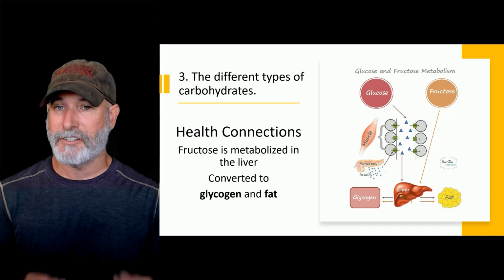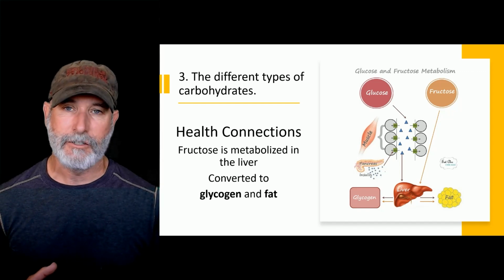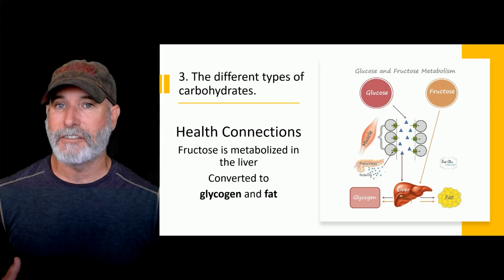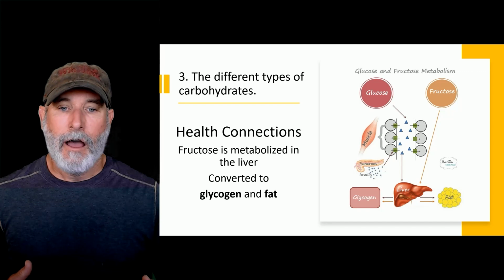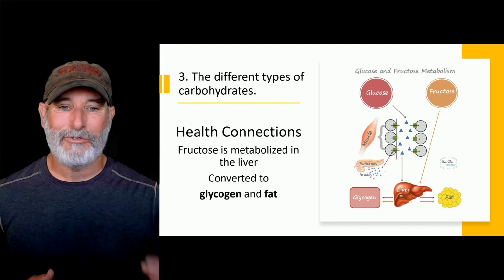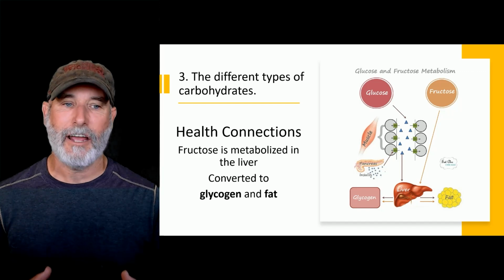Glucose is going to cause insulin to be released, and it's going to be taken up into your muscles and into your fat cells. And if you're active, you're going to quickly burn that glucose off. However, fructose is taken to the liver where it's converted either to glycogen or fat.